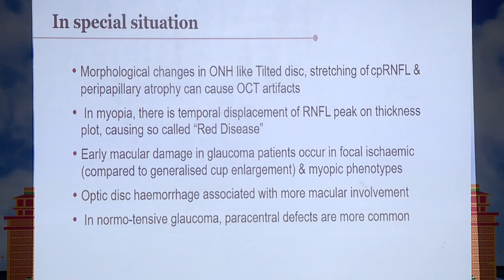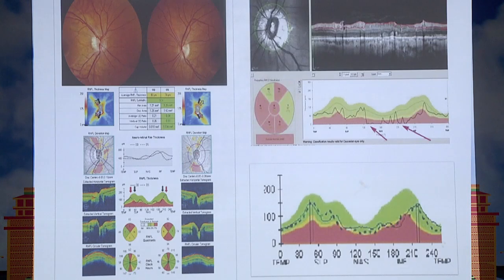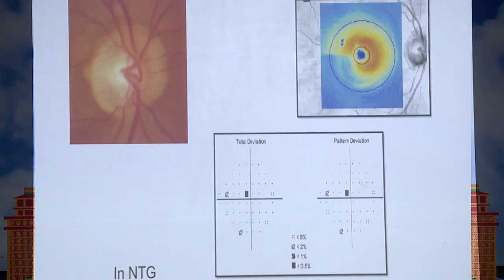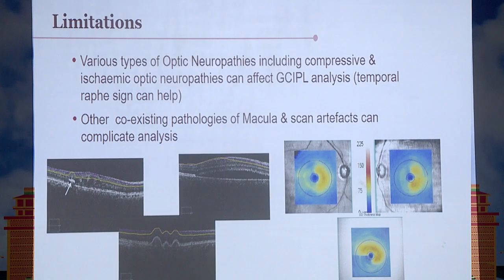And optic disc hemorrhage and normotensive glaucoma, we know, also predominantly affect the central vision, so it is helpful in this case also. So macular ganglion cell analysis is particularly helpful in these situations. Here you can see the temporal displacement is causing the red disease, but if we take these things into account, then it may be a normal macular OCT picture. So in NTG also the central visual field is affected, but there are certain limitations, as with any other diagnostic method.